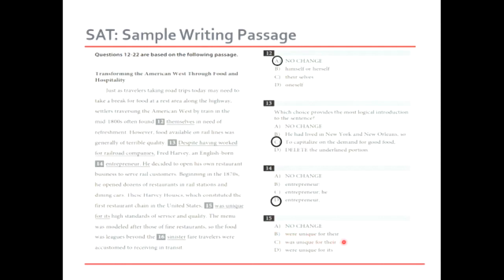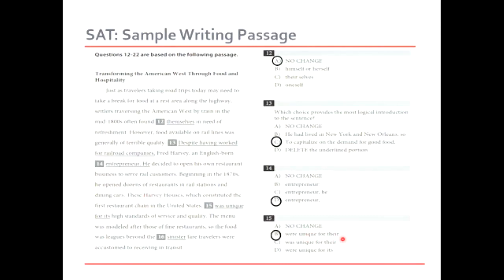B, were unique for their. C, was unique for their. D, were unique for its. You know, option C is absolutely incorrect. Was unique for their. And then option B, were unique for their, sounds pretty right. And then option D, were unique for its. Once again, this is a plural subject. So in that case, "were" is the right choice.